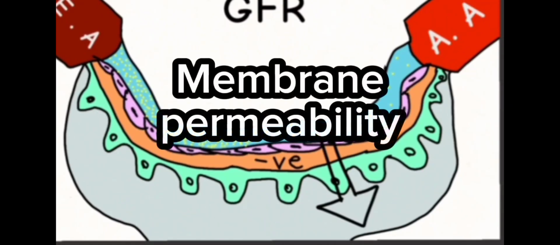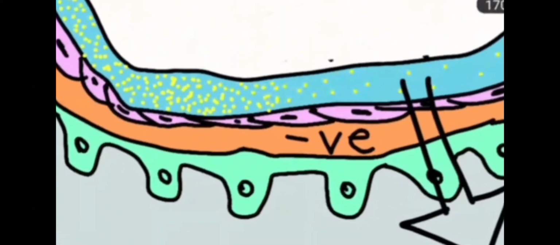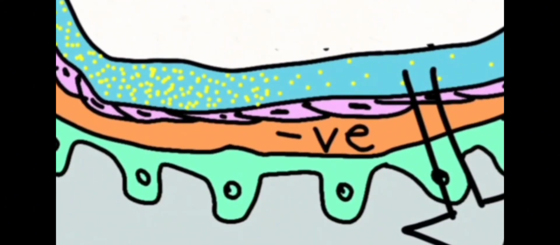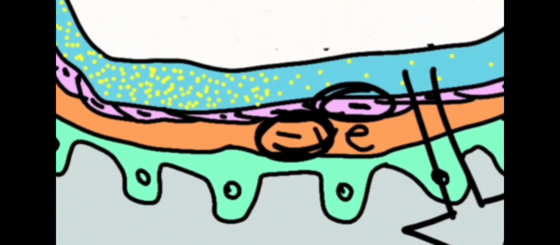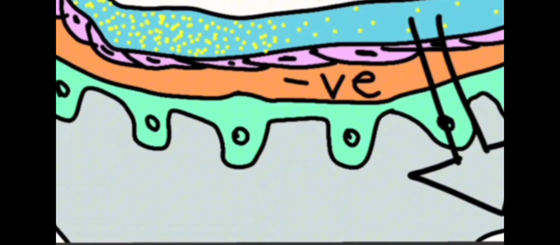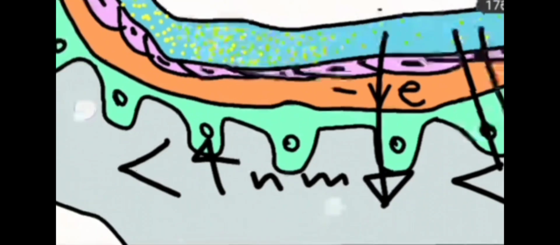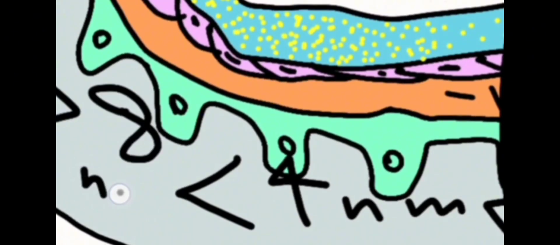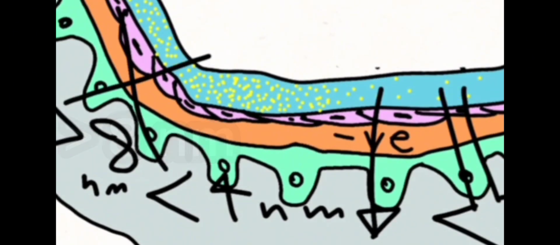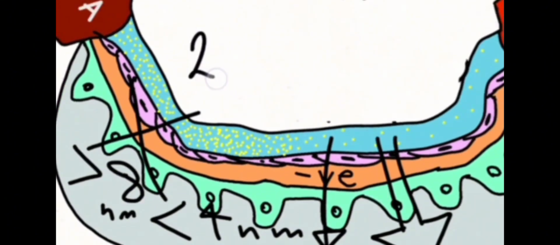Now let's talk about the filtration membrane itself. Its permeability is a big deal. It has 3 layers: the endothelial cells, the basement membrane, and the podocytes. Together, they decide what gets filtered and what does not. Here is a fun rule of thumb. Anything smaller than 4 nanometers can freely pass. Anything larger than 8 nanometers will not pass. Molecules between 4 and 8 nanometers, well, that depends.